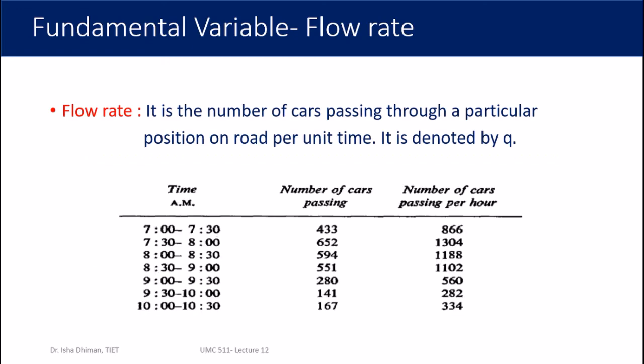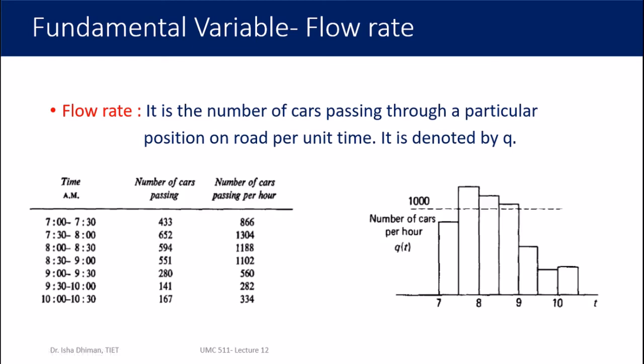Again, if you take an example, here is a table with the data. On the left hand side, the first column tells you 7 to 7:30 a.m. For every half an hour, the reading has been taken at a particular position: how many cars were passing through that position in these time intervals. These observations are taken over half an hour, but you want to see it over an hour, so you multiply by 2. So you'll get the number of cars passing per hour. If you plot this, you will get this graph. So that's the flow rate.